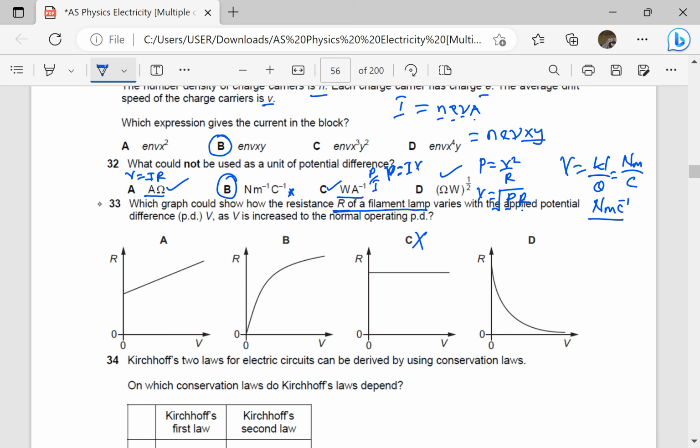Then B is also wrong because it shows that the resistance increases, and actually it is even wrong because it shows that when there's no PD, the filament lamp has no resistance. That is not possible. Every wire has some resistance, so the graph cannot start from zero. Then A could be correct and D could be correct. But what happens to the resistance as the PD increases? Of course, as the PD increases, the temperature increases, so the resistance must increase. That means D is wrong and A is going to be correct. So our answer is A.